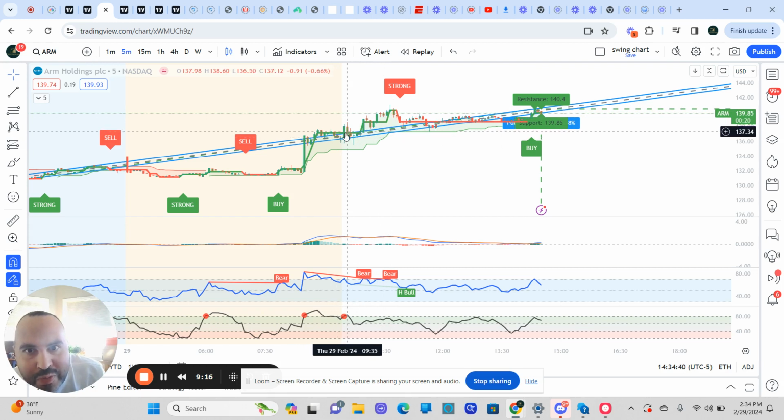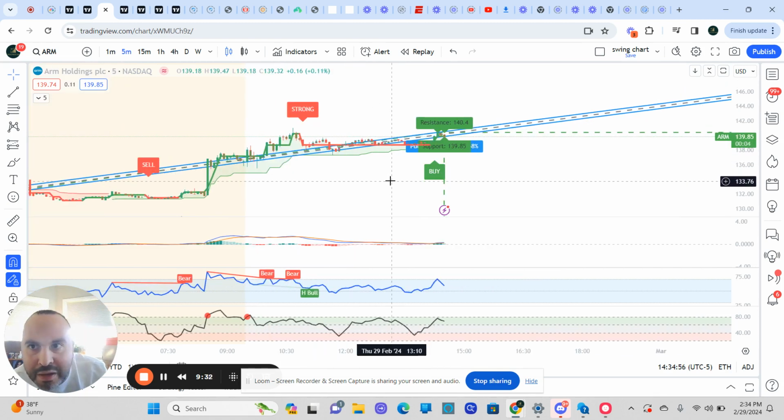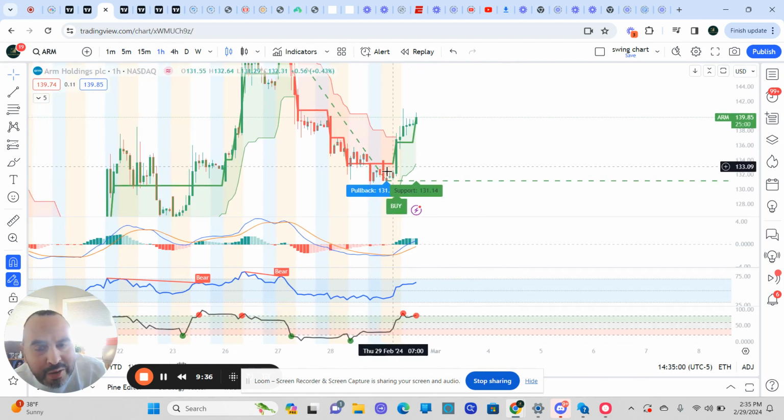Entering right at open is never the best idea, I guess. Now, granted, if you entered right at open, you still caught those gains. You know what I mean? You just maybe caught 30% instead of 50. So in a nutshell, that's the ARM trade. That's why we entered the ARM trade.